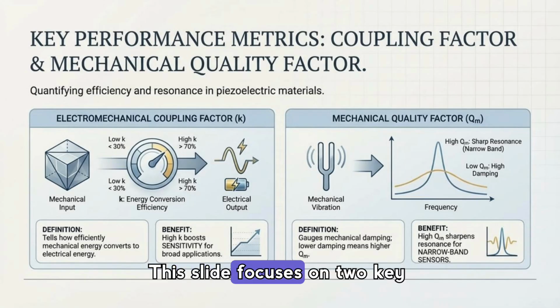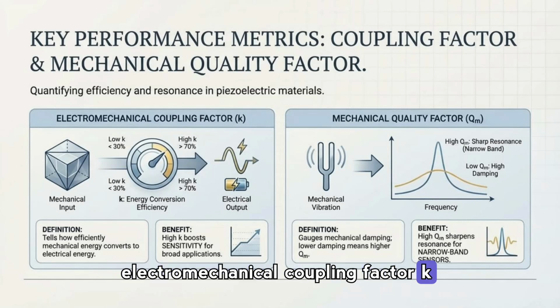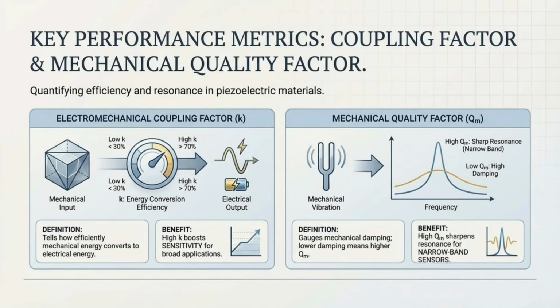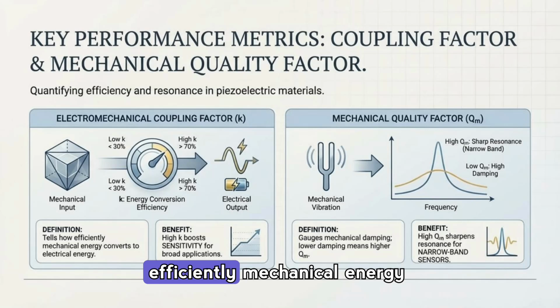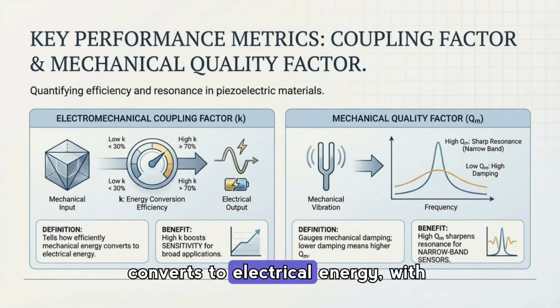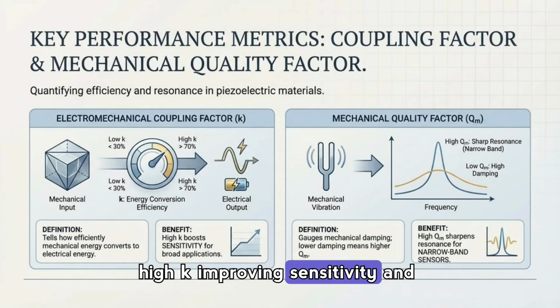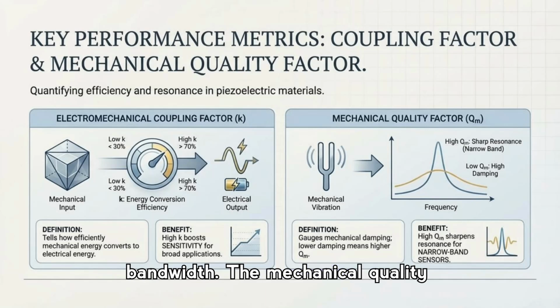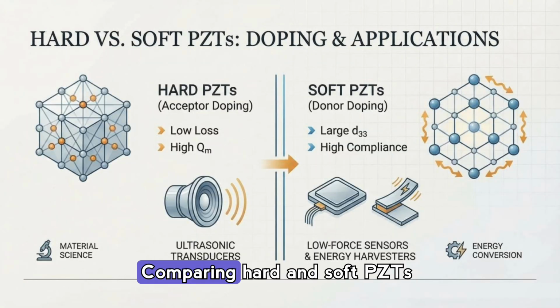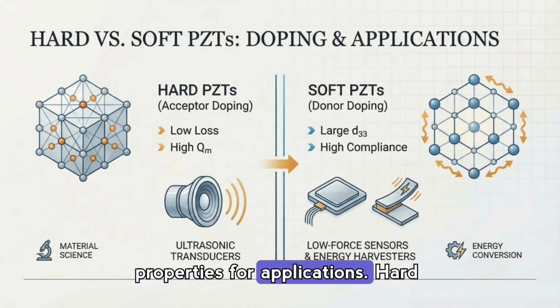and much better performance in charge generation applications. This slide focuses on two key performance metrics: the electromechanical coupling factor K and the mechanical quality factor Qm. The coupling factor tells how efficiently mechanical energy converts to electrical energy, with high K improving sensitivity and bandwidth. The mechanical quality factor gauges damping. A high Q emitter produces sharp resonance and is valuable for narrowband sensors, while a low Q emitter yields broader, more heavily damped responses.